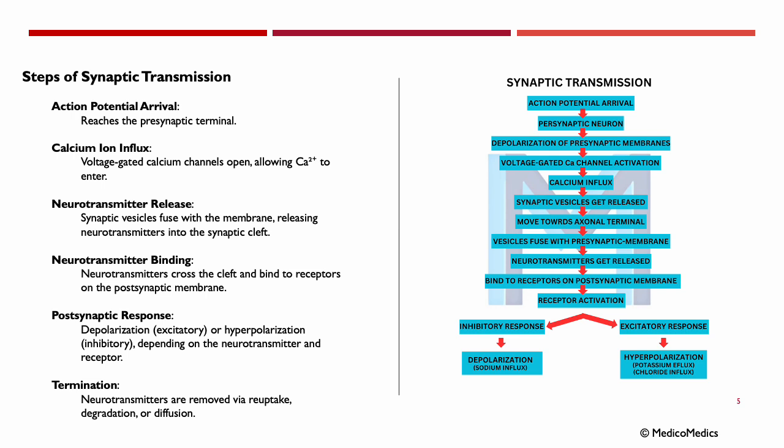Now let's talk about the steps of synaptic transmission. So first we have the arrival of the action potential. So it reaches the presynaptic terminal. We then have calcium ion influx. So voltage gated calcium channels open, and that allows for calcium to enter. Now with that, the neurotransmitters get released.